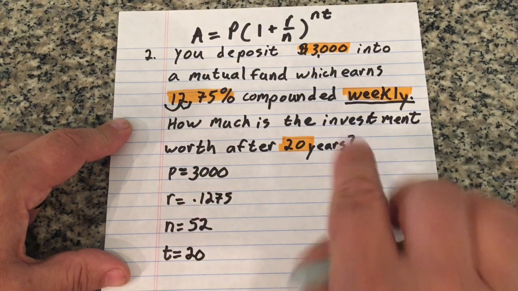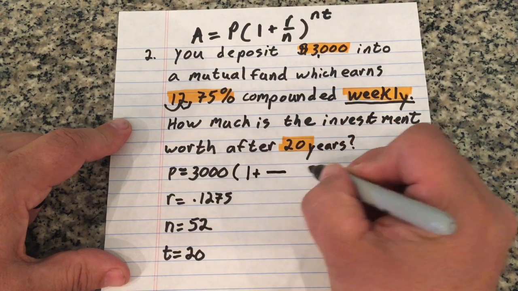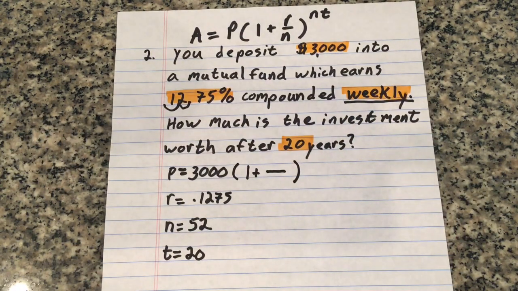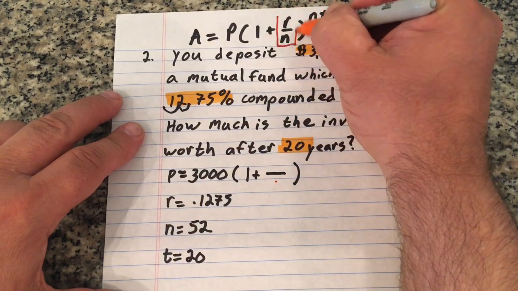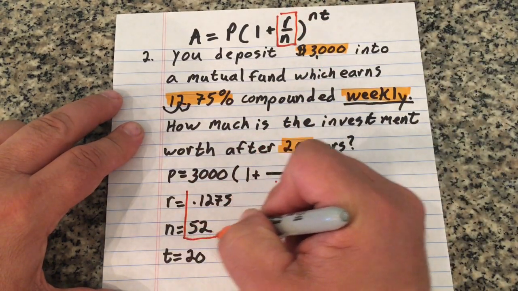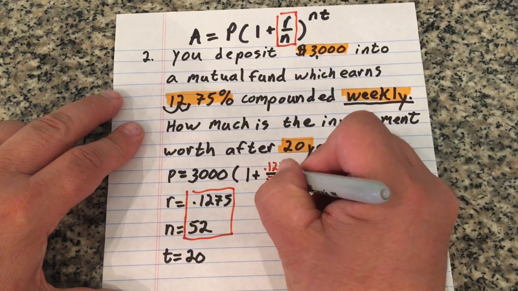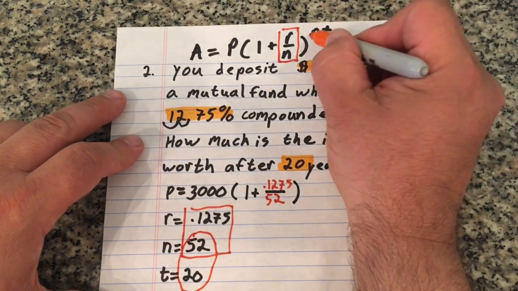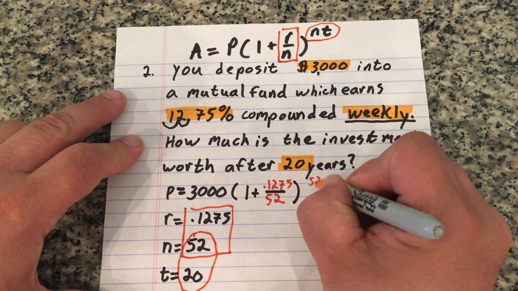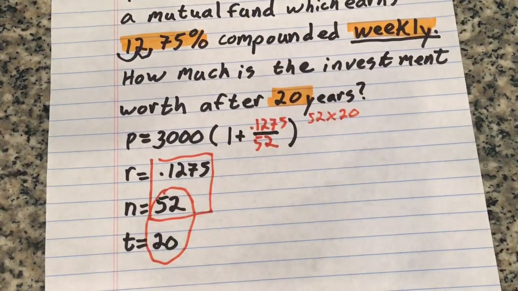So I'm going to set this up right here alongside the 3,000. I'm going to do my parentheses, 1 plus a fraction bar, to some power. I'm going to fill in the information. Notice it's R over N. In the formula, I have R over N. So I do this R over this N, 0.1275 over 52, 52 weeks in a year. And now I have to do 52 times 20. That's my NT up there. So I'm going to do 52 times 20 as my exponent. And you have to remember to raise it to the exponent.